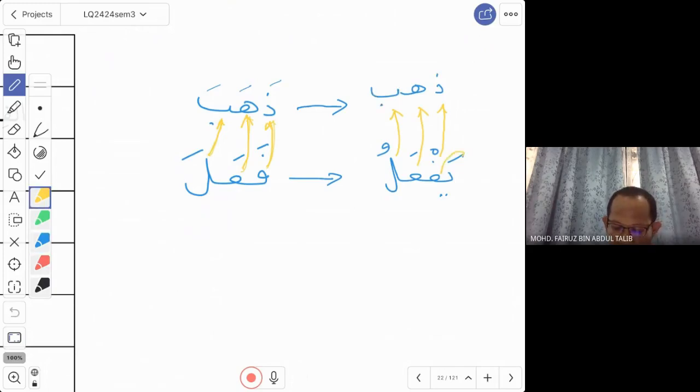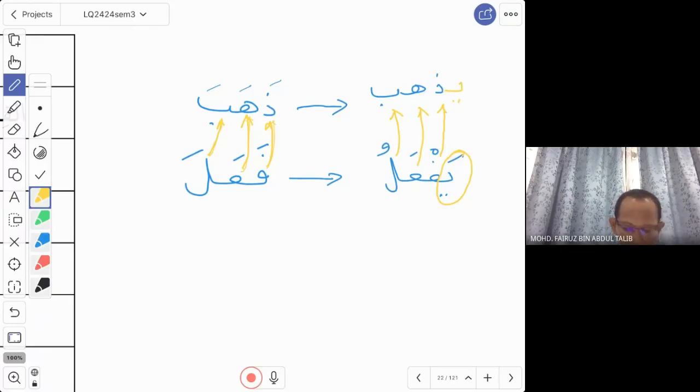And what do we have here? We have a ya. This ya is because when you use it in the mudari form, of course, you will have ya in the beginning of the fi'il. Yazhabu. Sometimes you have ta, tazhabu. Sometimes you have alif, azhabu. Sometimes you have nun, nazhabu. But we only take one letter, the letter ya, to make it simple. So when you add the ya to the fi'il, you have to add the ya to the wazan also, because now it is in the mudari form. Now you have the fi'il. How do you read the fi'il?